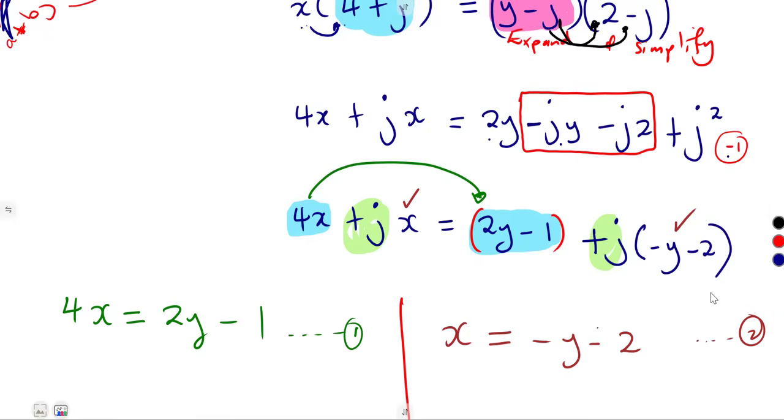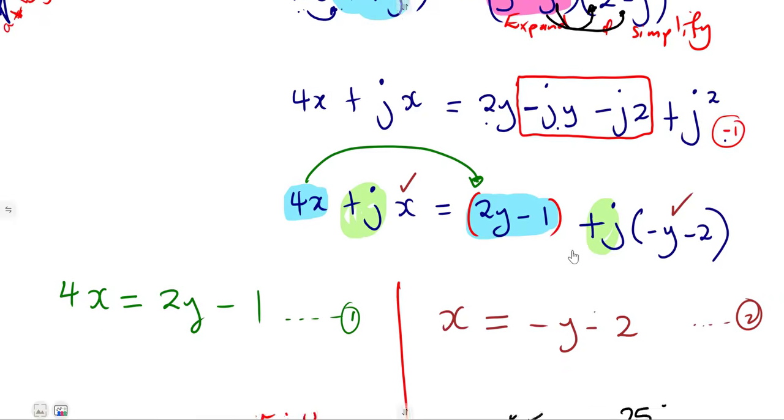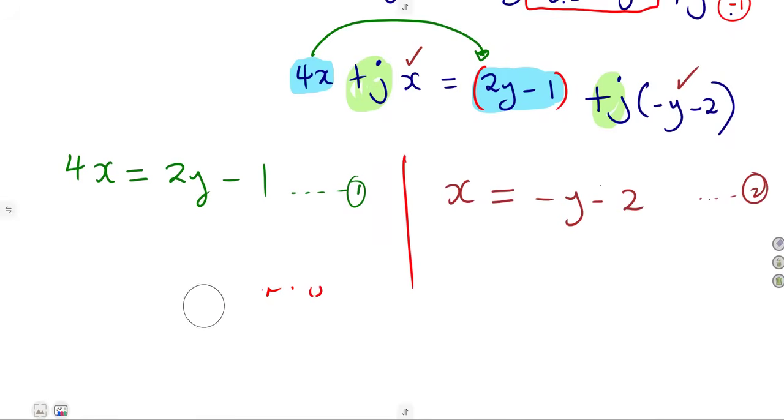Just like that. As long as you can see the real on its own and the imaginary on its own, you are done, guys. Form equations. After that, solving is in your hands. You can use elimination or substitution, it's in your hands.